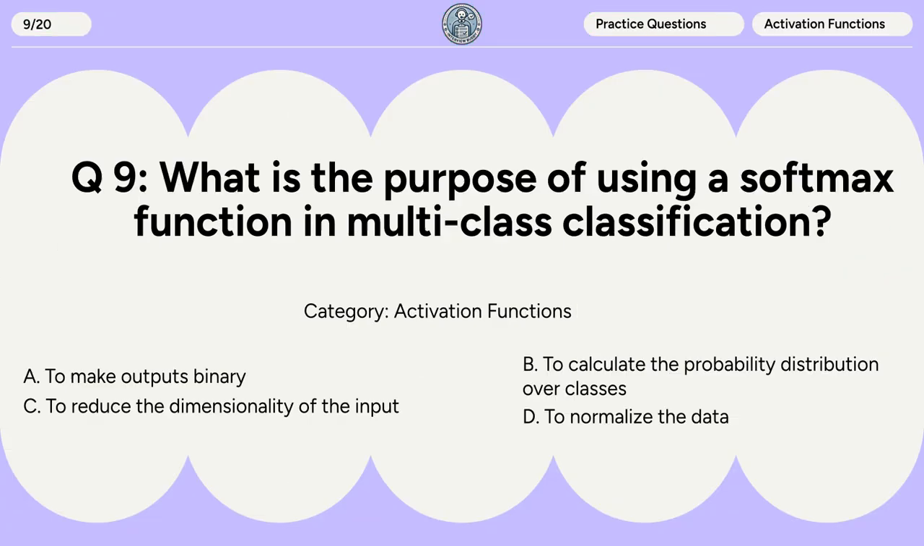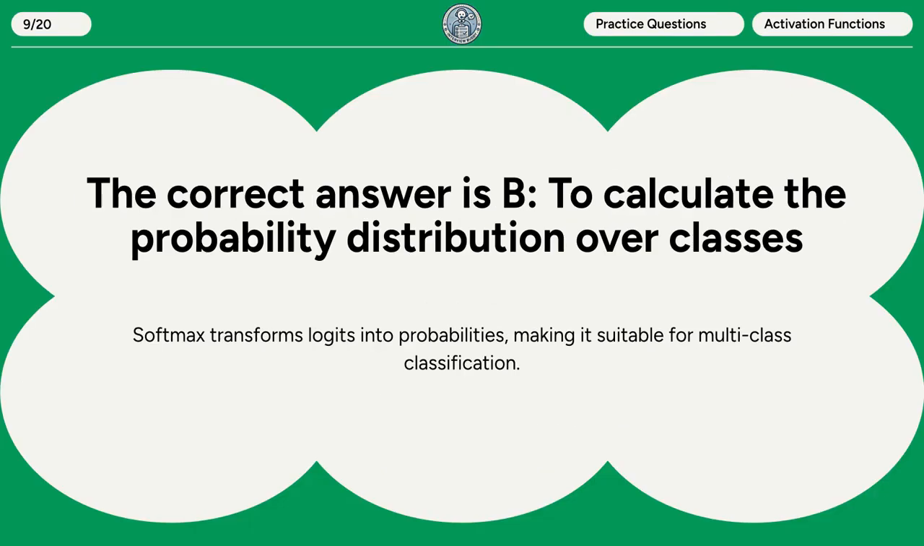Question 9. What is the purpose of using a softmax function in multi-class classification? A. To make outputs binary. B. To calculate the probability distribution over classes. C. To reduce the dimensionality of the input. D. To normalize the data. The correct answer is B. To calculate the probability distribution over classes. Softmax transforms logits into probabilities, making it suitable for multi-class classification.